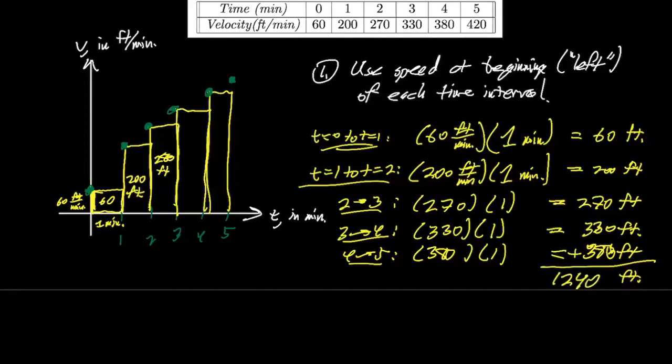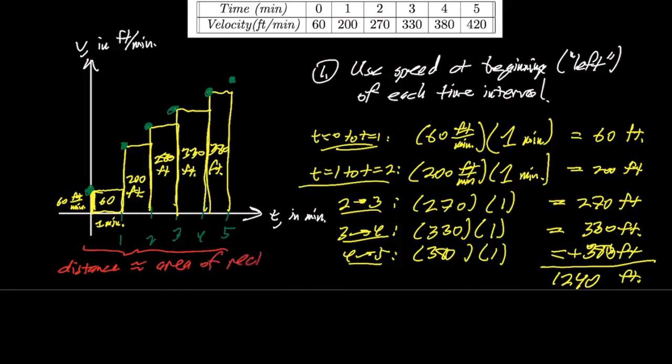So if you add up all these, and again, we can think of it as the combined area of all of these rectangles right here represents the distance, right? Or the approximation. Distance is the total area of all the rectangles.